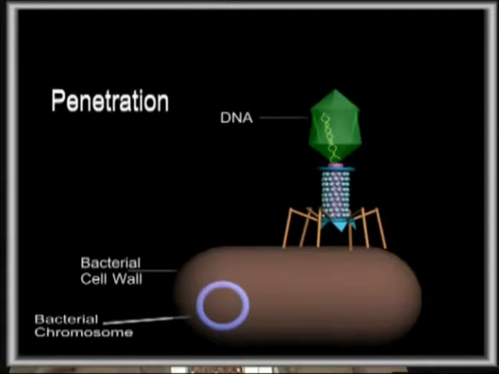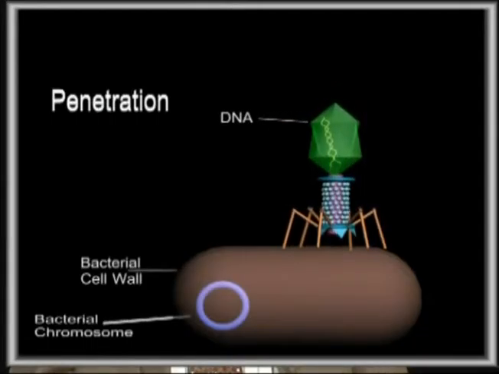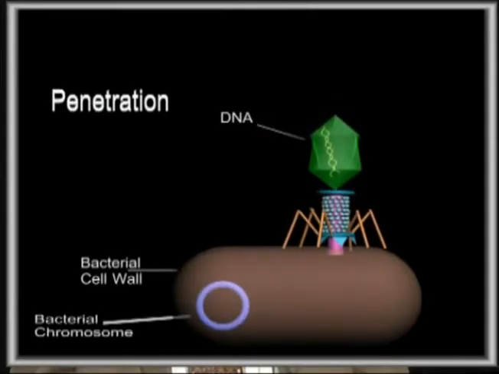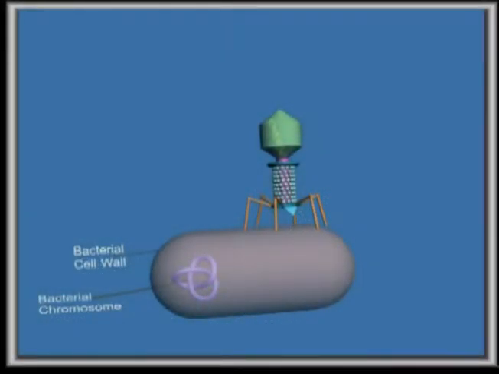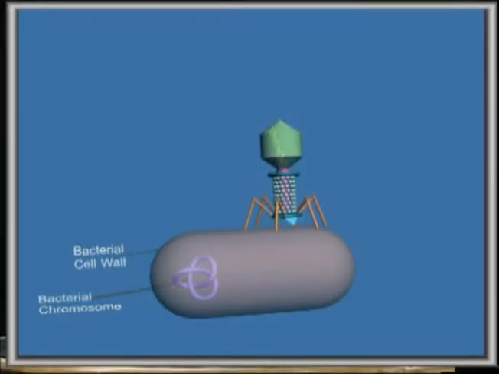During the process of penetration, the tail sheath of the phage contracts and the tail core is driven through the cell wall and the plasma membrane. When the tip of the core reaches the plasma membrane, the DNA from the bacteriophage's head passes through the tail core, through the plasma membrane, and enters the bacterial cell. Therefore, the phage particle injects its DNA into the bacterial cell the way a hypodermic syringe injects a vaccine.